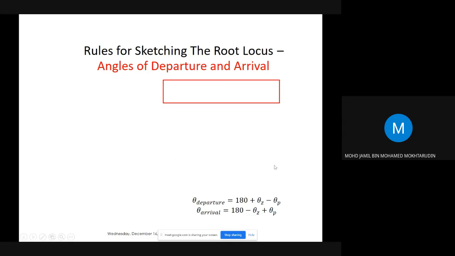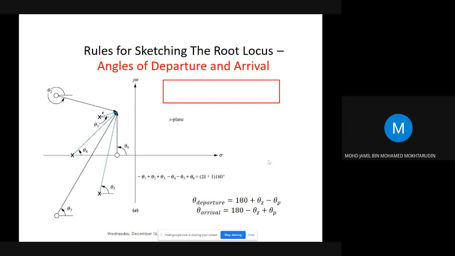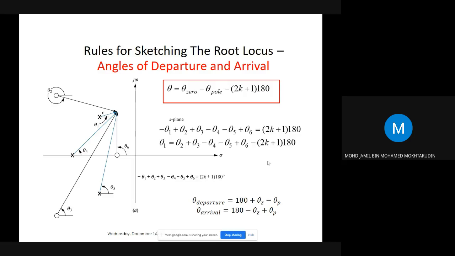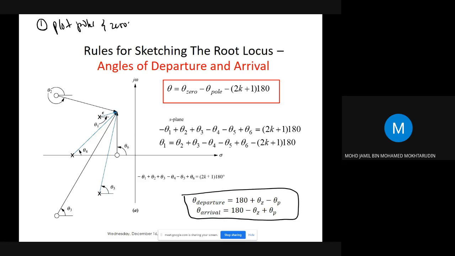Okay, lastly, the angles of departure and arrival. Okay, so the angle of departure and arrival, this is the formula, okay? So the first step you need to do is you plot all the poles and zeros. Okay, so the first step is plot poles and zeros. After that, you find the angle for each pole and zero.